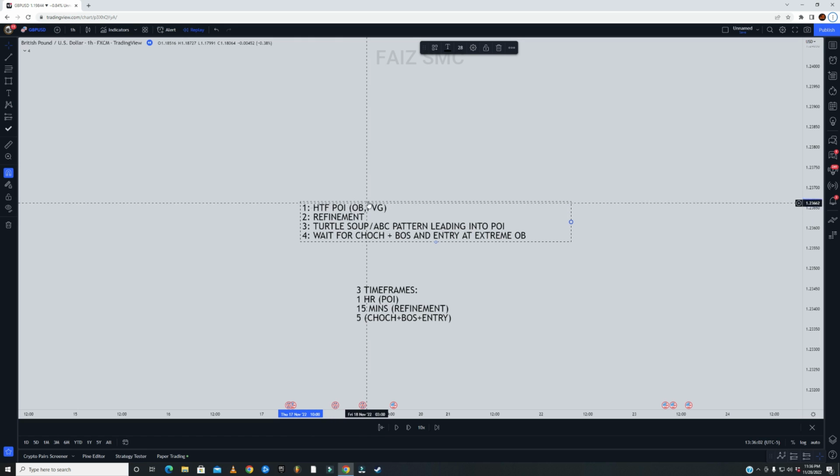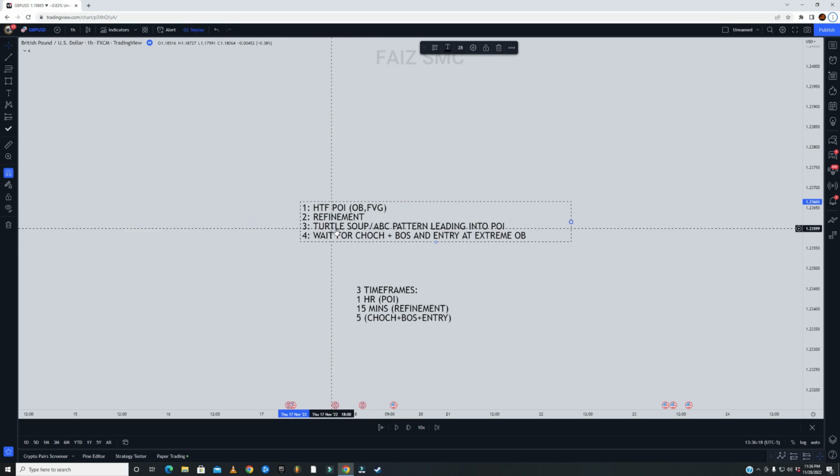It could be order block or fair value gap. Okay. But I personally prefer order block. Okay. Number 2 is refinement. So we need to go on a lower time frame and we need to refine that order block so we get the exact entry, right?